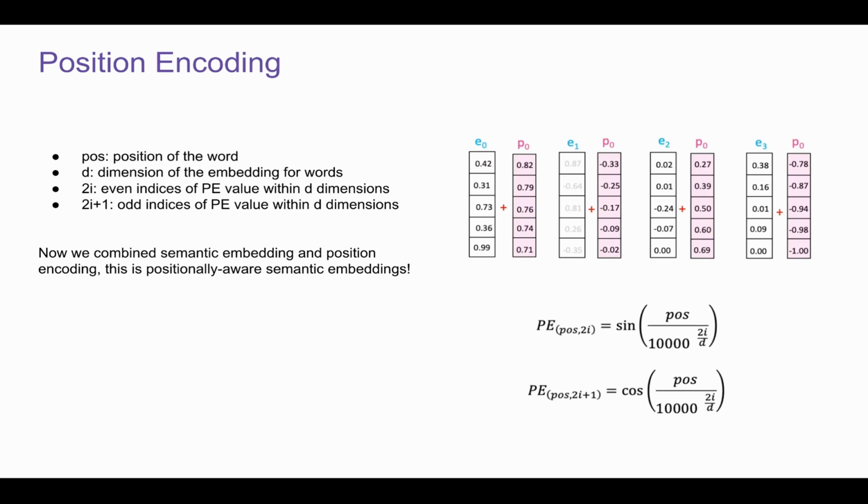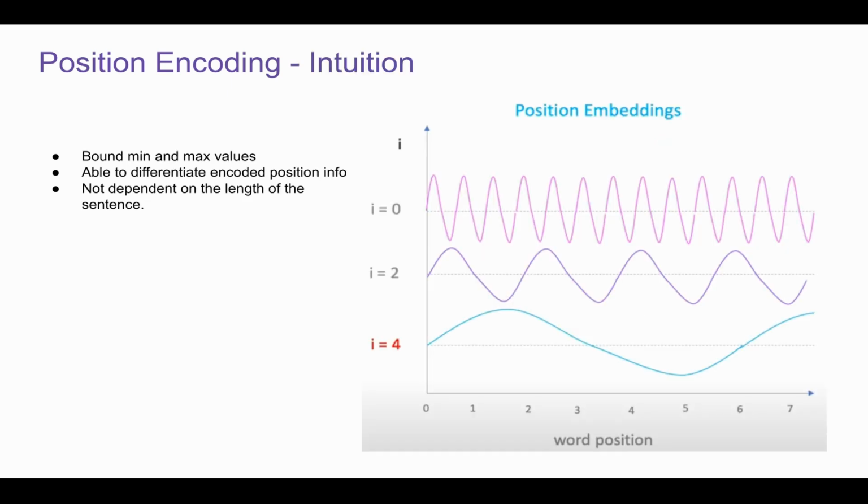Before those episodes, I also want to provide some intuition for this position encoding. This is the graph on the right-hand side. It's for even indices: 2i equals 0, 2i equals 2, 2i equals 4. They have similar sine graphs, but different frequencies. And they have the properties that we want: bounded min and max values, 1 and -1, and they're able to differentiate encoded position info.